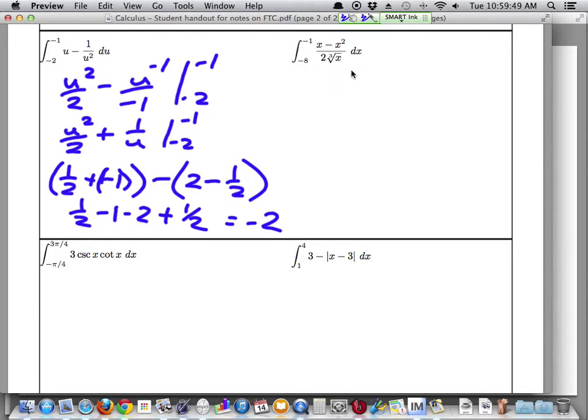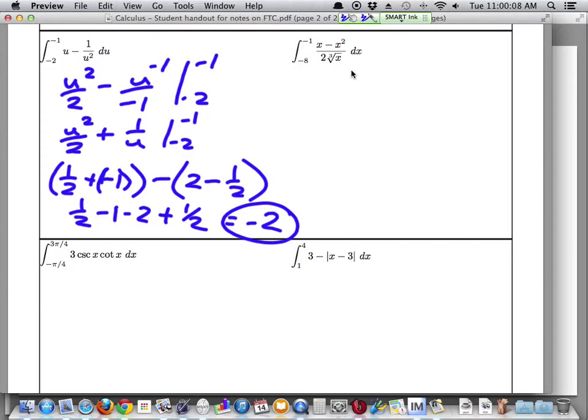Okay? So Jairus, give me one of two things negative 2 represents. The change in the function above it between negative 2 and negative 1. All right, very good. Zach, what else does it represent? The area under the curve of u minus 1 over u squared between negative 2 and negative 1.